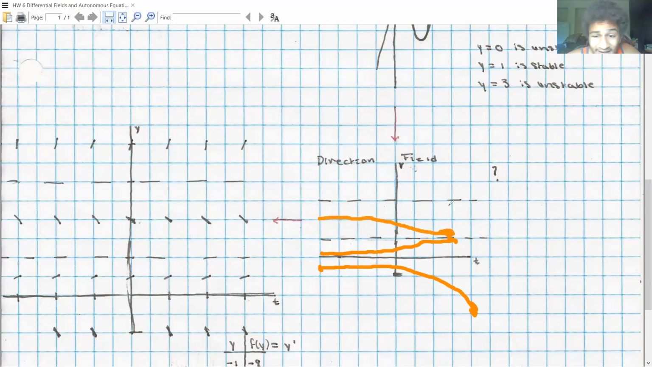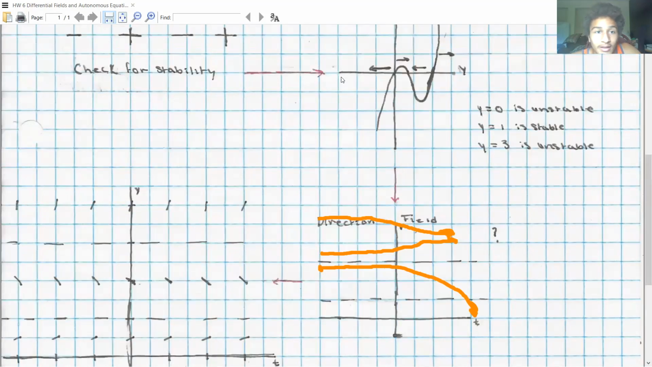We can also look at it the other way. If t goes towards negative infinity, we can see that this reverses. So y equals 1 will be unstable, while y equals 3 and y equals 0 will be stable as we go towards negative infinity. So we can use this to graph our directional field.